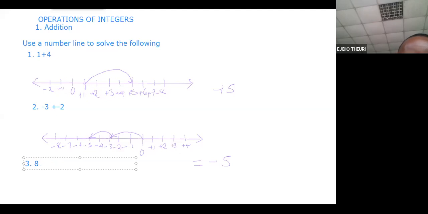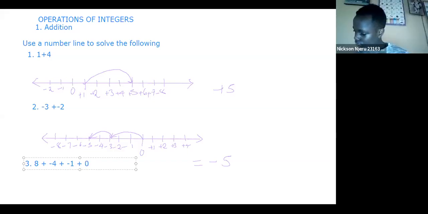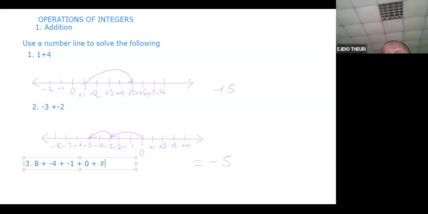8 plus -4 plus -1 plus 0 plus 3. This must be shown in a number line.